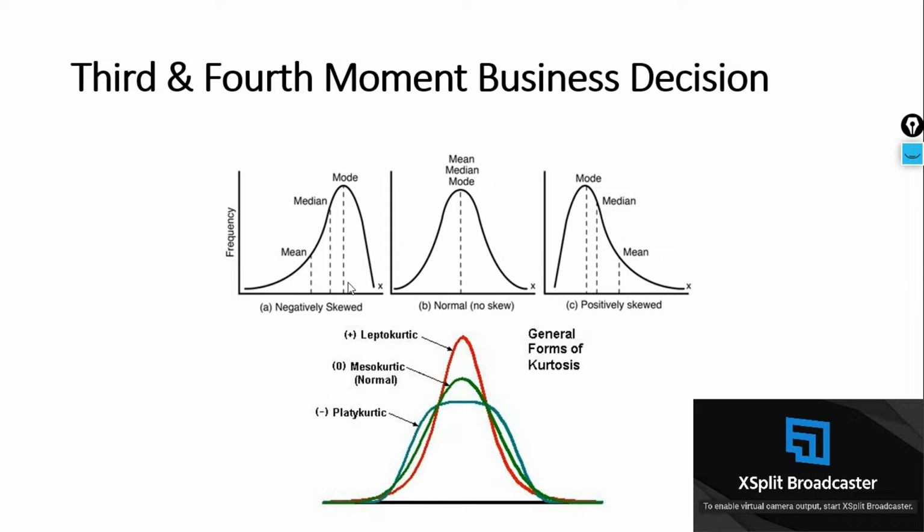Mode is nothing but the most repeated value, which is the highest peak. Whichever value gets repeated the most number of times in the data will be the mode. So obviously the peak will be the mode, right? If all three, mean, median, and mode, are the same, that means it is normally distributed data, nothing but no skewed data. But what is the relation for negatively skewed data?